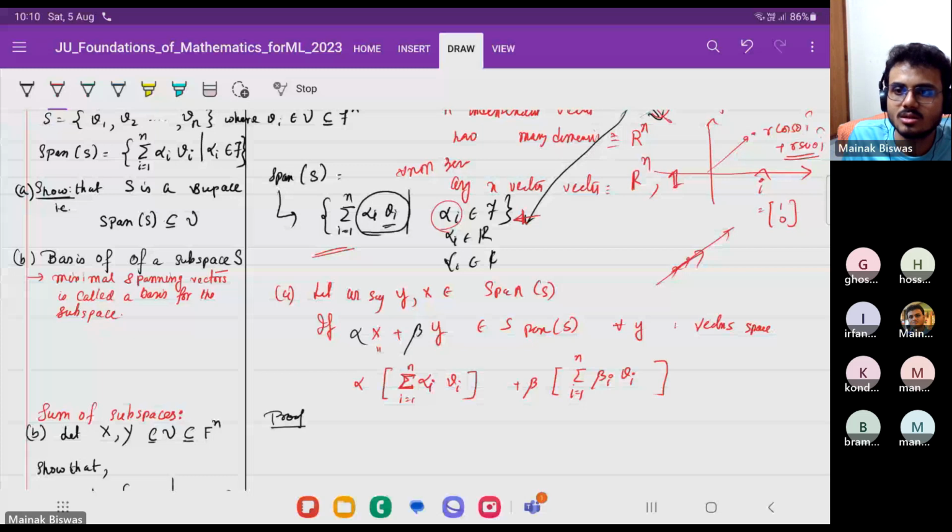Am I audible? I don't know what happened. Screen has frozen.